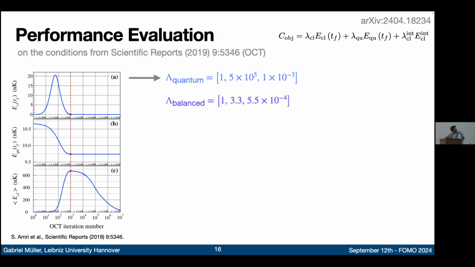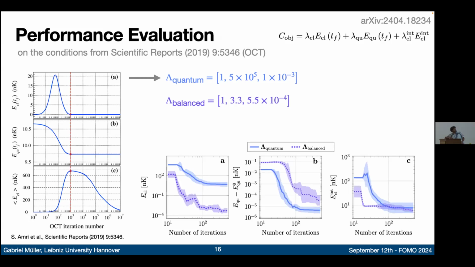So we now use two different weights for each of these energies, and we look at the result. What we see is, of course, based on the different factor, either the quantum weight, so this 5 times 10 to the 5, is really good here, so this goes down, or if it's more balanced, they both go down in a much more balanced way.